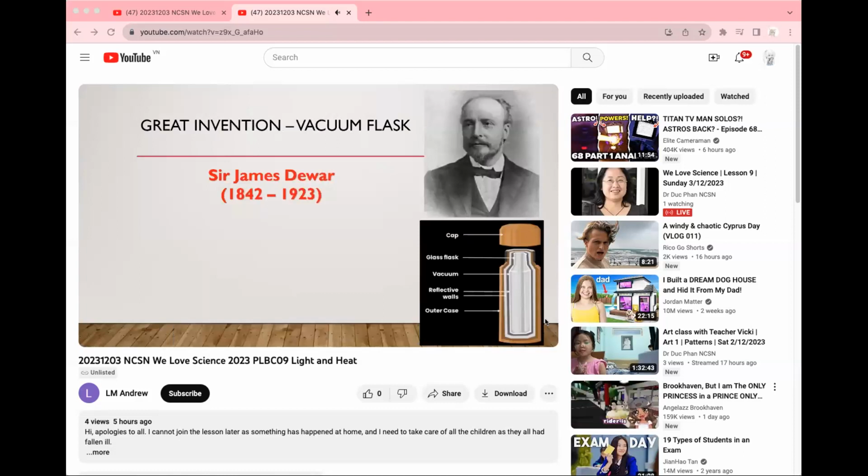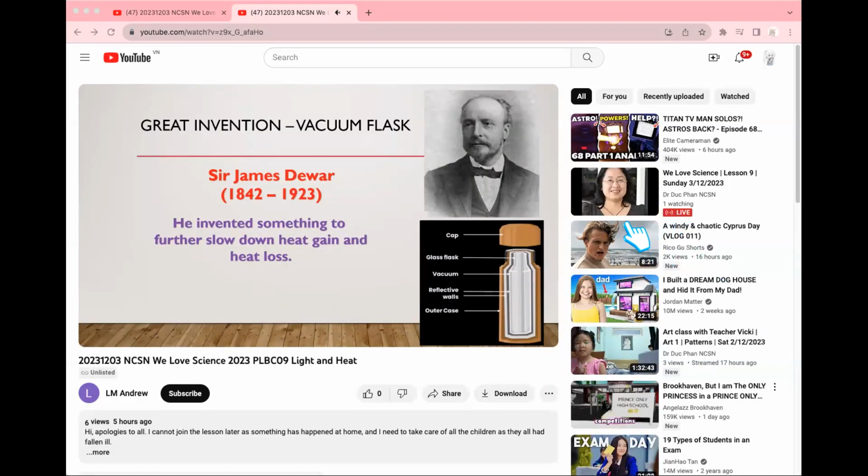Now, let's look at one of the great inventions, the vacuum flask. Sir James Dewar invented something that further slows down heat gain and heat loss. In 1892, Sir James worked on a container that can store a cold substance. He needed a flask that does not allow heat to reach the cold substance inside easily. He was thinking whether a vacuum in the flask would slow down the heat gain and heat loss.